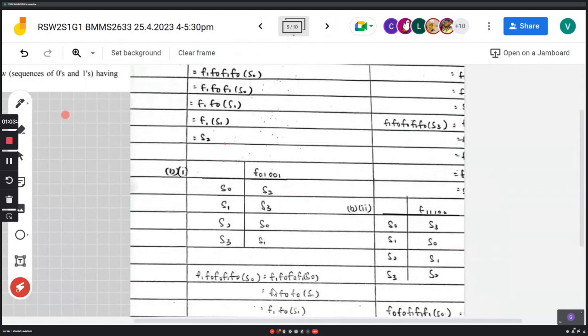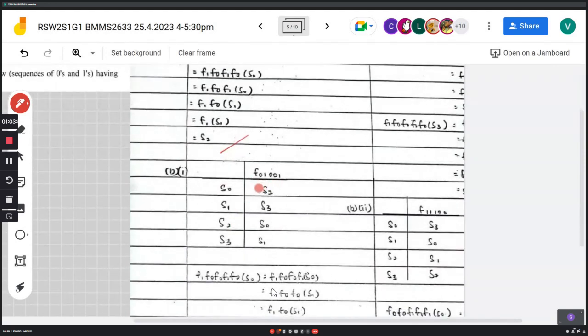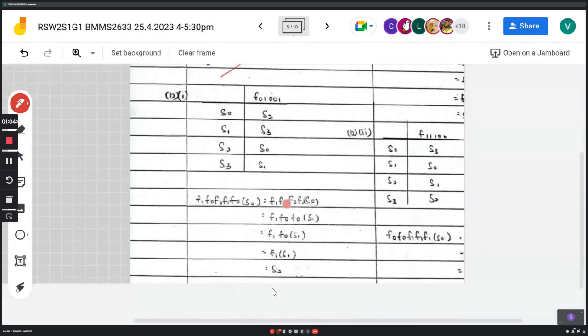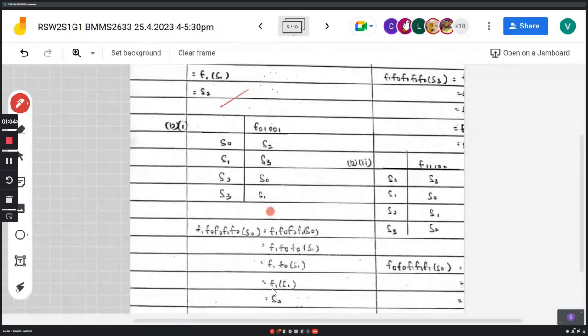Then this one S2. If you don't write the answer also, never mind. You don't do all this also, never mind. You can straight away give the answer. Then for part B, 0, 1, 0, 0, 1 is also the same. If you cannot do all these steps, you do. But if you straight away see from question 1b, you can get the answer straight away.